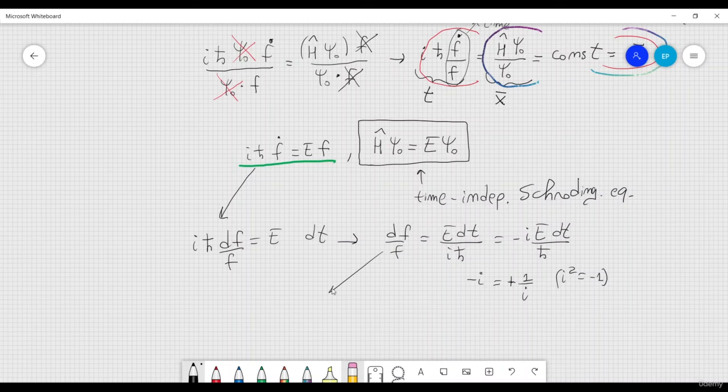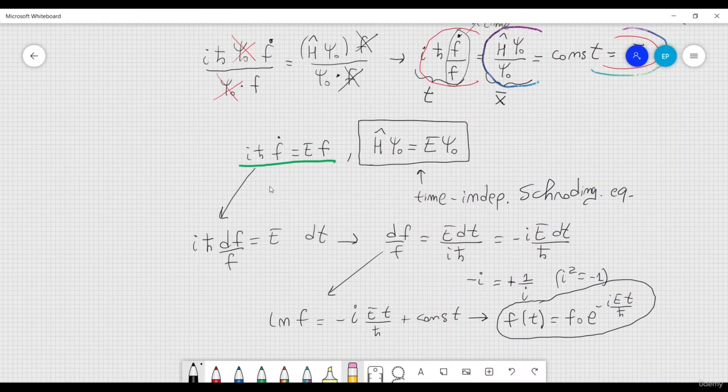Okay, and then from here you get that the logarithm of the function f should be minus i E t over h bar plus some constant. And you can easily see that this equation can be written in this form. If you exponentiate both sides, f of t is equal to some constant f0 times e to the minus i E t divided by h bar. So this is just the solution to this time equation here for f.